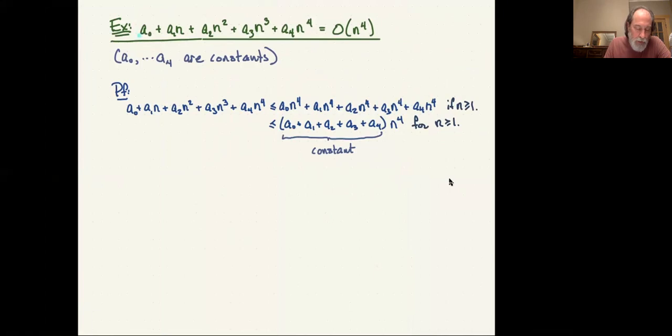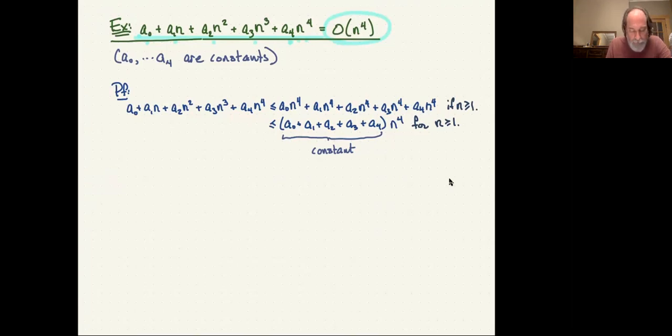Okay, so we claim a0 plus a1 n plus a2 n squared plus a3 n cubed plus a4 n to the fourth is big O of n to the fourth. So this is an example just to illustrate the general property of polynomials, right? That the only thing that matters is the degree, right? The largest exponent. None of the constants matter. None of the low order terms matter, right?